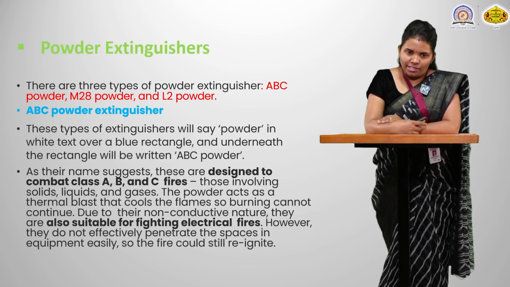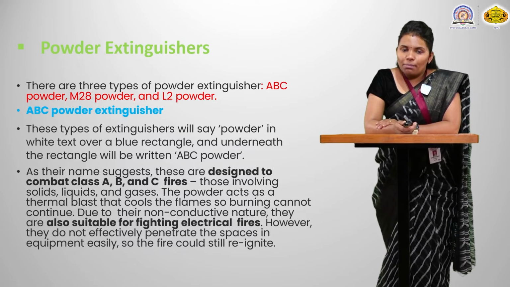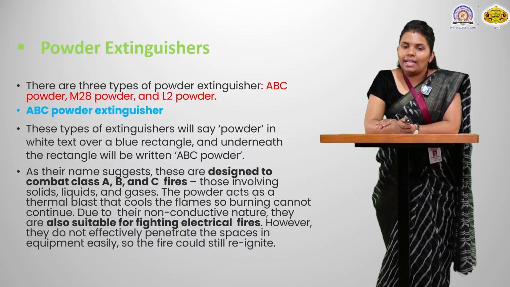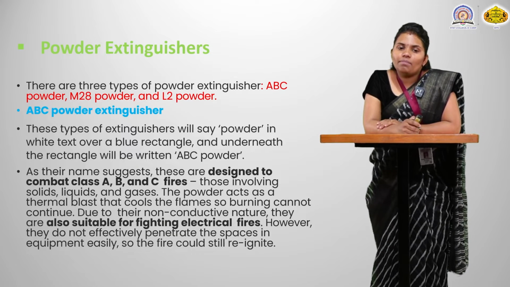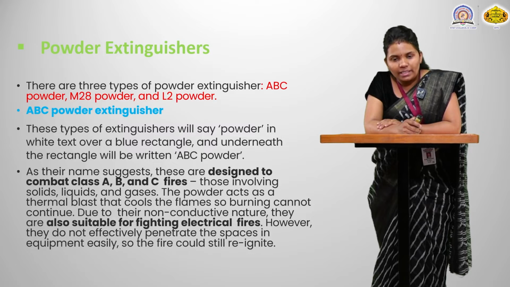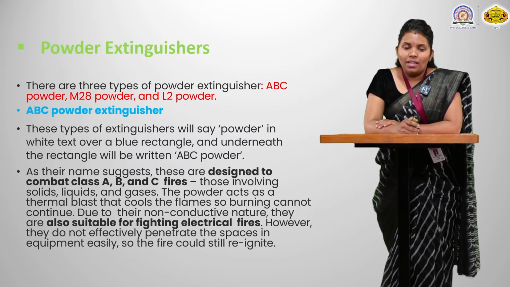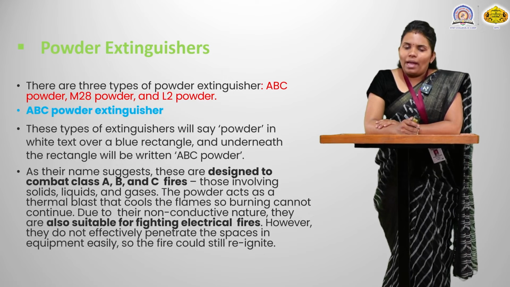Next is the powder extinguisher. There are three types of powder extinguisher actually: ABC powder, M28 powder and L2 powder. ABC, this type of extinguisher will say powder in white text over a blue rectangle and underneath the rectangle will be written ABC powder. Generally you can see it in your laboratory.